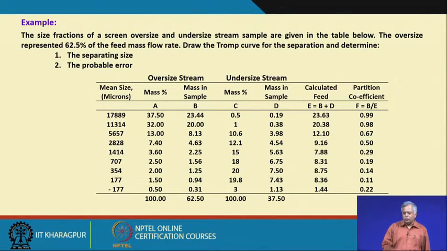So, what I have to do now is, when I know the oversize material size distribution, when I know the undersize material distribution, and I know what fraction of the feed material has gone to the oversize, then I know automatically what fraction of the feed has reported to the undersize. Then I can calculate back what the feed size distribution was. That means what we call the reconstituted feed size distribution.